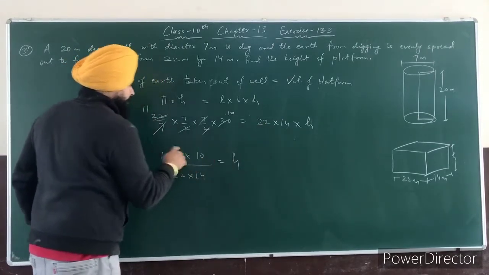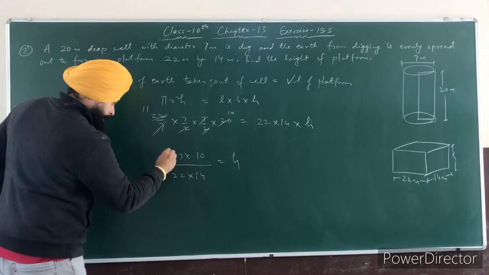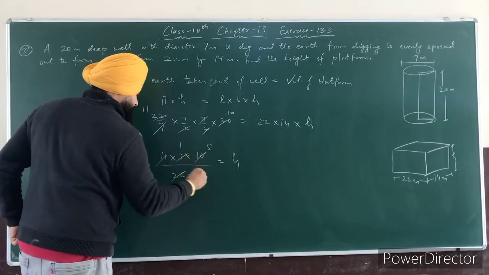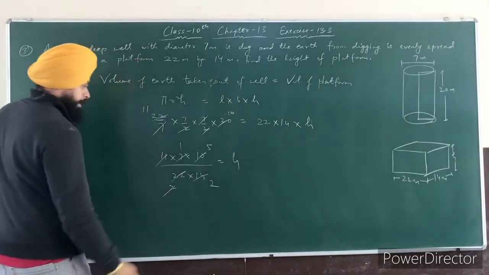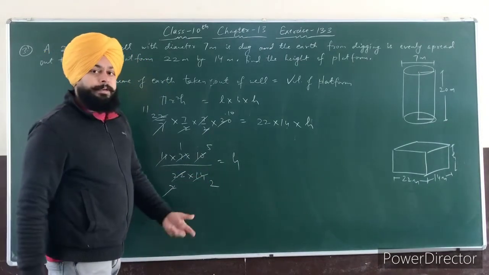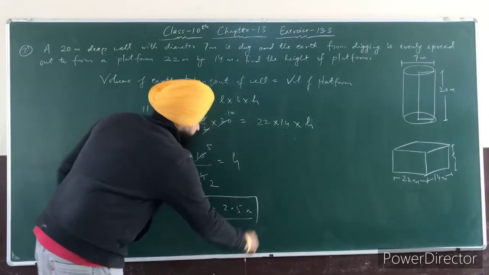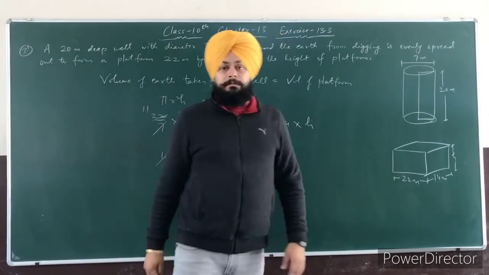So it is divided by this term. Now 11 2s are 22, 2 5s are 10, 7 1s are 7, 7 2s are 14. So 5 by 2, it is approximately 2.5. Therefore, height of this platform is 2.5 meter.